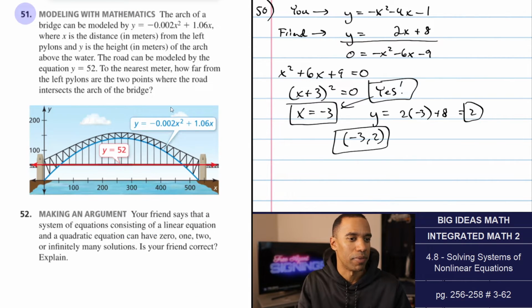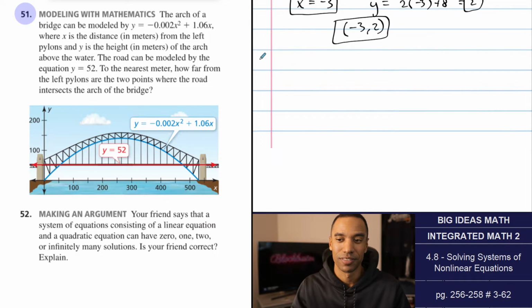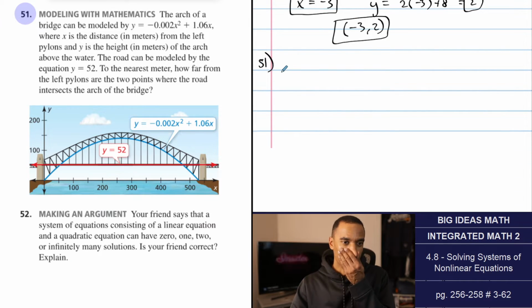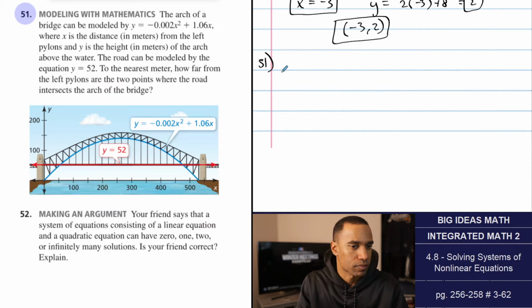I mean, for a word problem, they just say solve. The arch of the bridge can be modeled by this guy. Kind of crazy.